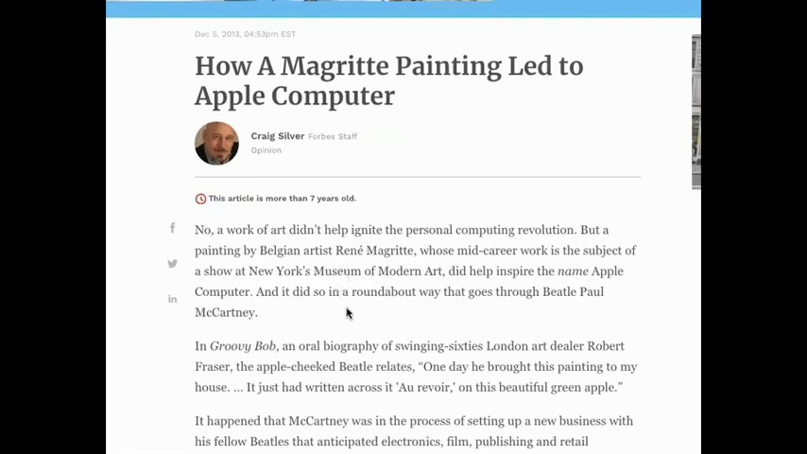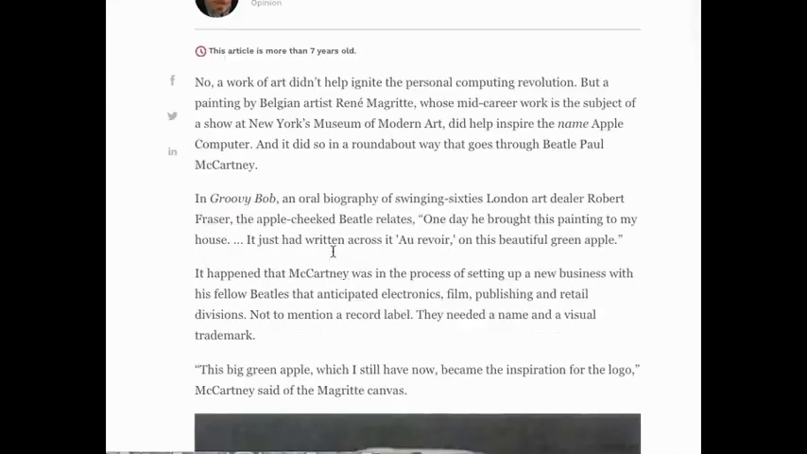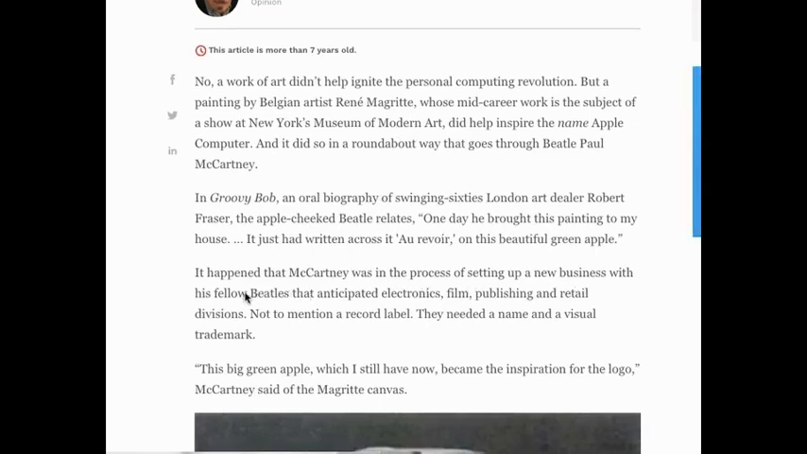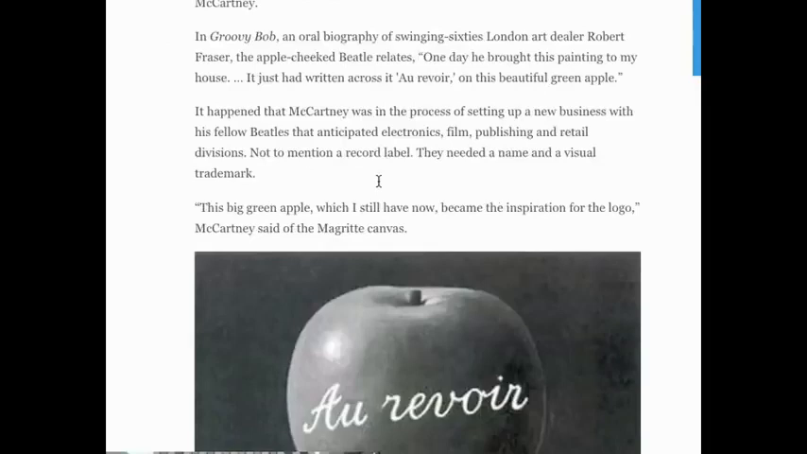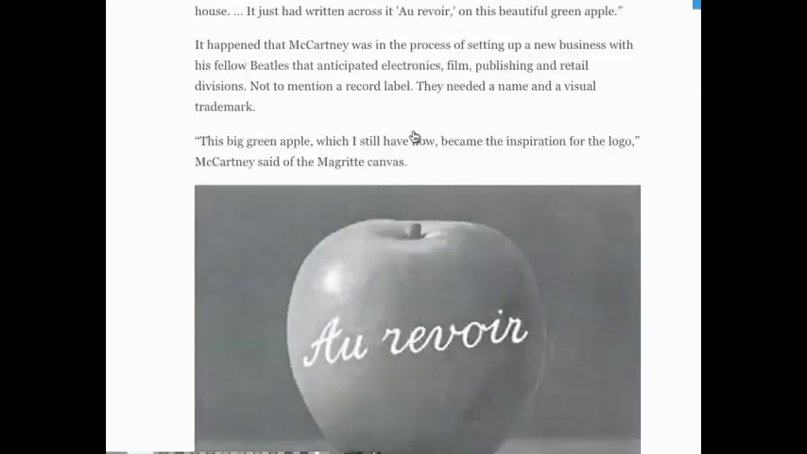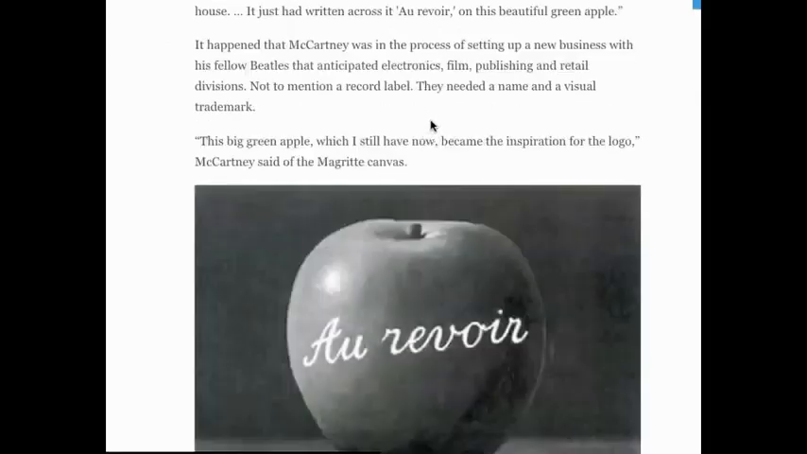Oh boy. Belgian artist René Magritte. Belgian is a pimple on the ass of France. Says here, McCartney was in the process of setting up a new business with his fellow Beatles. Oh yeah, sure. That anticipated electronics, film, publishing, and retail divisions. Not to mention a record label. Come on. A bunch of bullshit. The backstory on everything is bullshit.